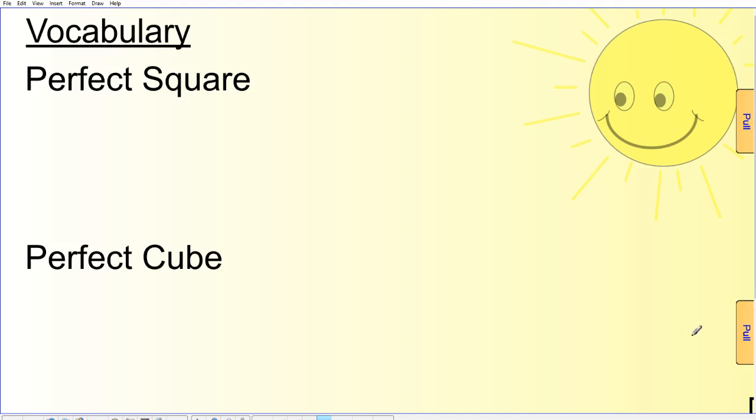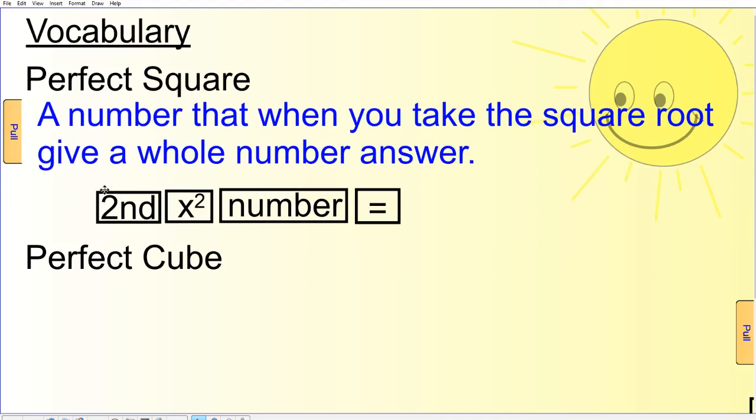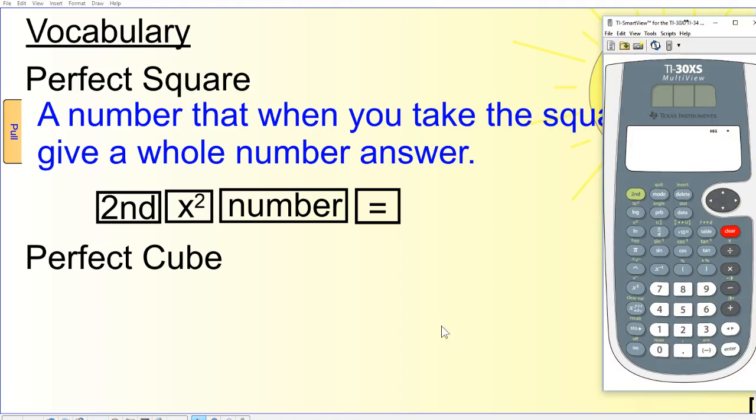So we have 2 vocab words here today, and we've actually talked about perfect square even in previous lessons. I've brought it up, and I said we're going to get to it later on. That's now. So a perfect square is a number that when you take the square root of it, you get a whole number answer. And I have shown you many, many times how you would type that on the calculator.